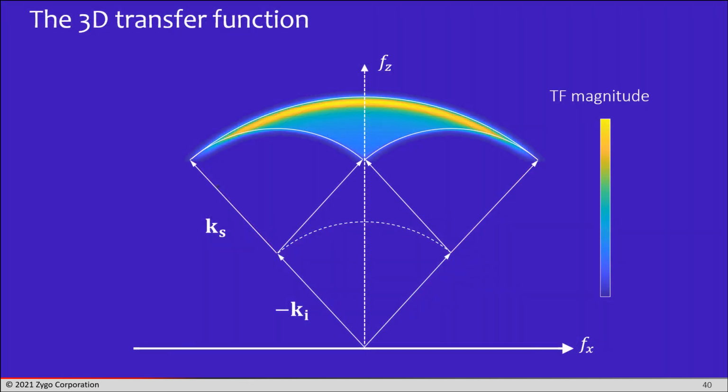If you account for all of the different ways that these frequencies can be created by combinations of the k_s and k_i wave vectors, then you find that you have this transfer function. The transfer function has a magnitude which you can represent in a color plot, and you get this nice image that you see here.